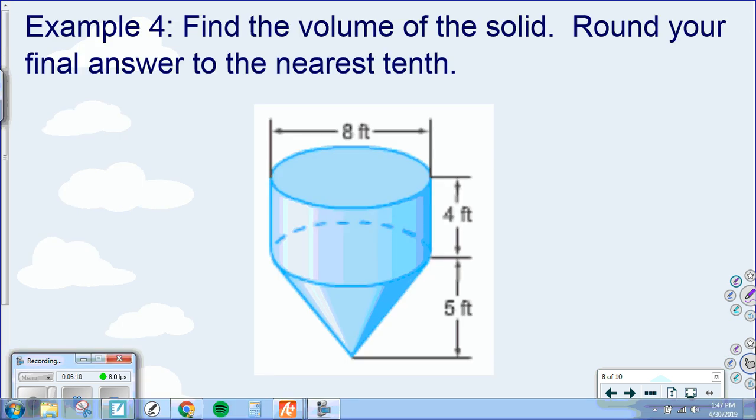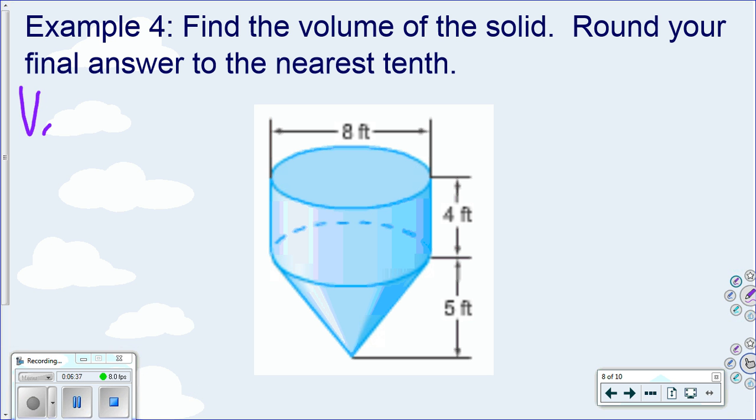All right, our next example is a composite picture. What are the two shapes that you see in this picture, guys? A cylinder and a cone. The cylinder is placed on top of the cone. So to find the total volume, what are we going to do? We are going to add them up. So let's talk about each shape one at a time.